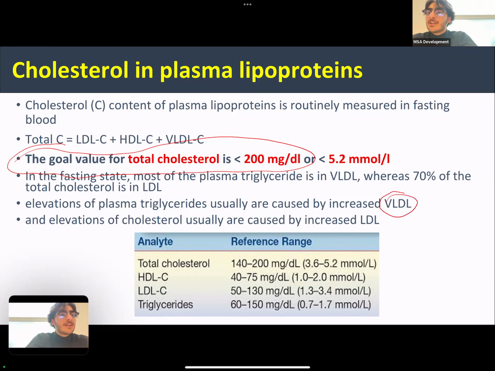Now, this is very, very important, and this caused quite a bit of confusion. And I'll be coming back to this in a minute once we reach another slide. And elevations of cholesterol usually are caused by increased LDL. And this makes a lot of sense because when we have high LDLs, we get increased risk of atherosclerosis and all these things. And these things are caused by hypercholesterolemia.